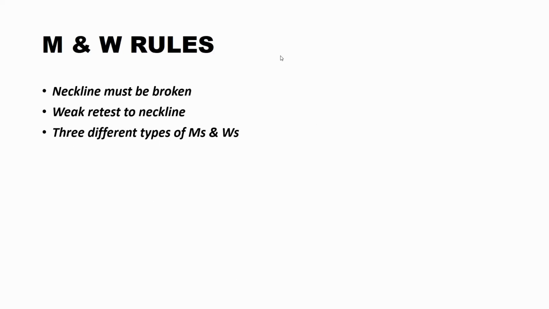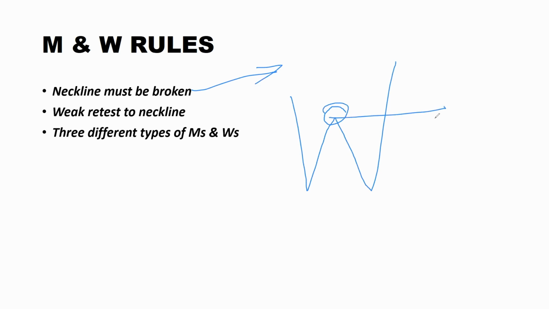One, the neckline has to be broken for it to be a W. What do I mean by a neckline? If this is a W, this middle part here must be broken. Now, how are we going to be trading these M's and W's? Since it is intraday or scalping, this distance here is very short, so we're not going to be trading these retests here. We're interested in the market coming back to the neckline and we can take the trade.